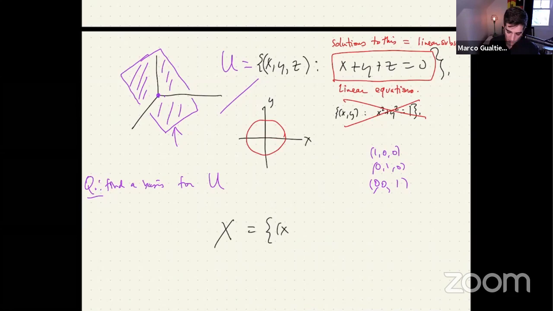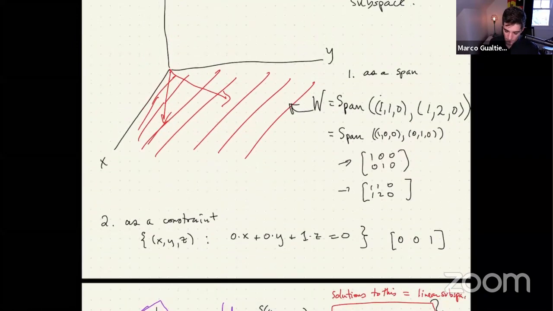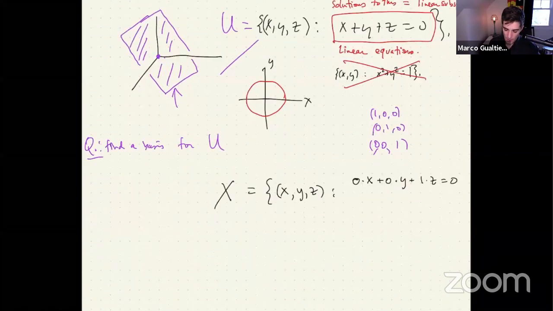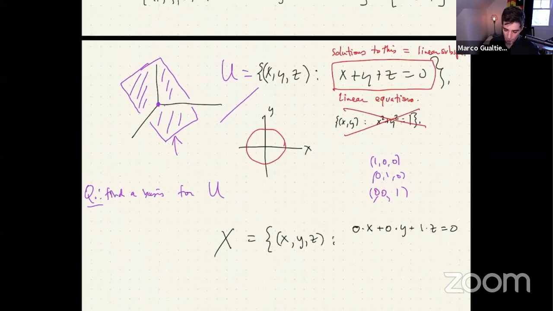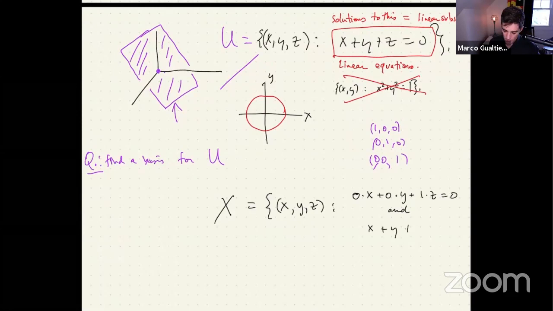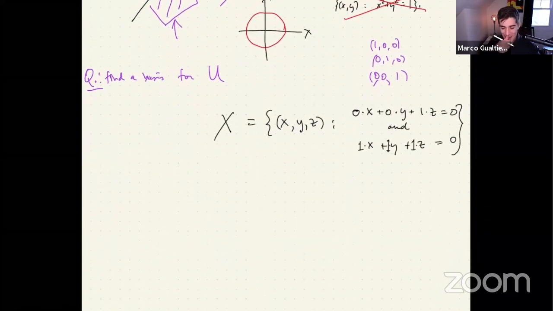So X will consist of the set of X, Y, Z such that 0 times X plus 0 times Y plus 1 times Z is equal to 0, and also X plus Y plus Z is equal to 0. I'll just put the coefficients here so that no one is confused. The coefficients are all 1. So now I have two constraints, okay?